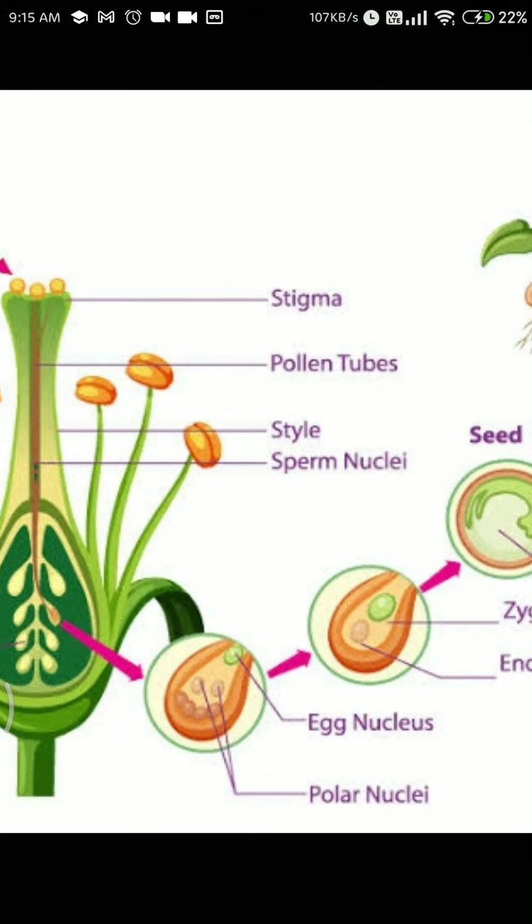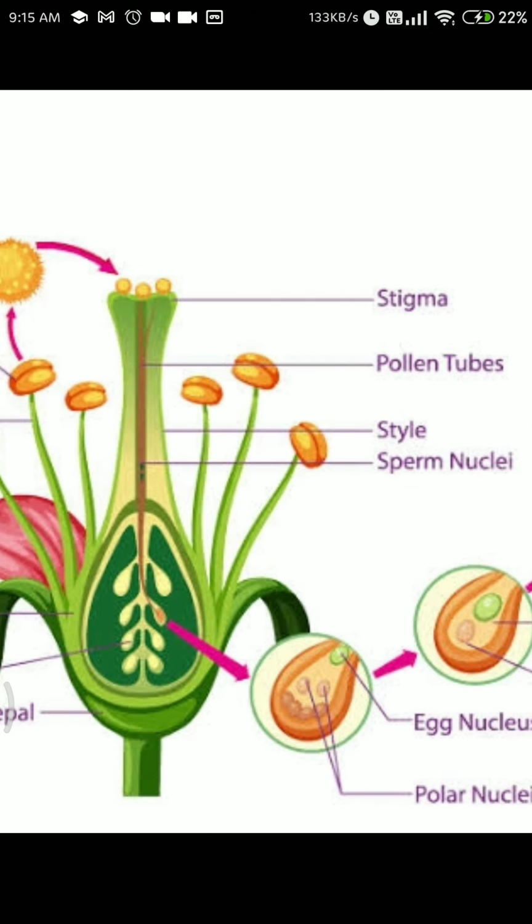So now after agents of pollination, let's start fertilization. Fertilization is actually the process by which the male and female gametes fuse together to produce a unicellular fertilized cell that is called the zygote.